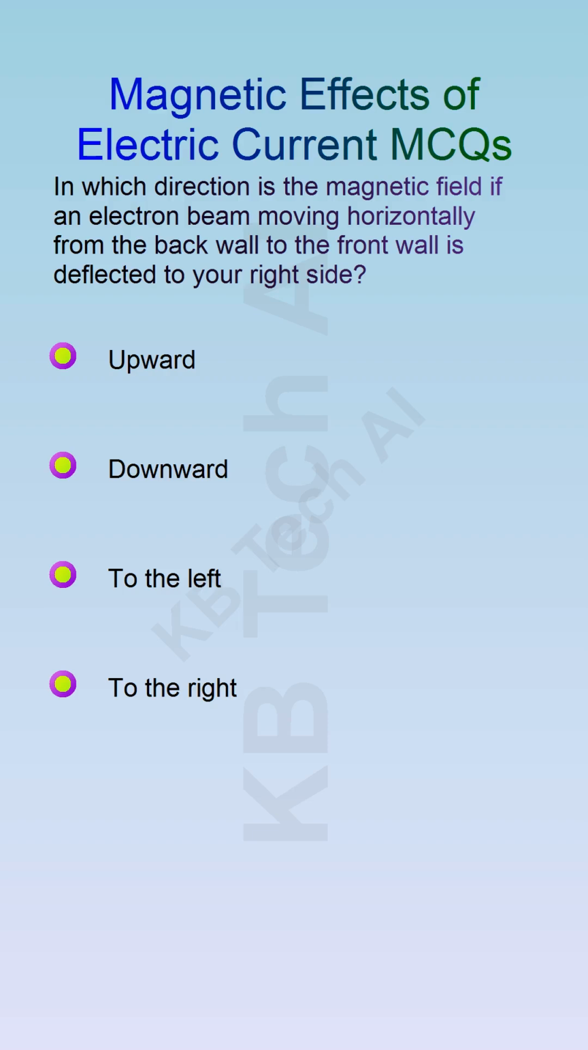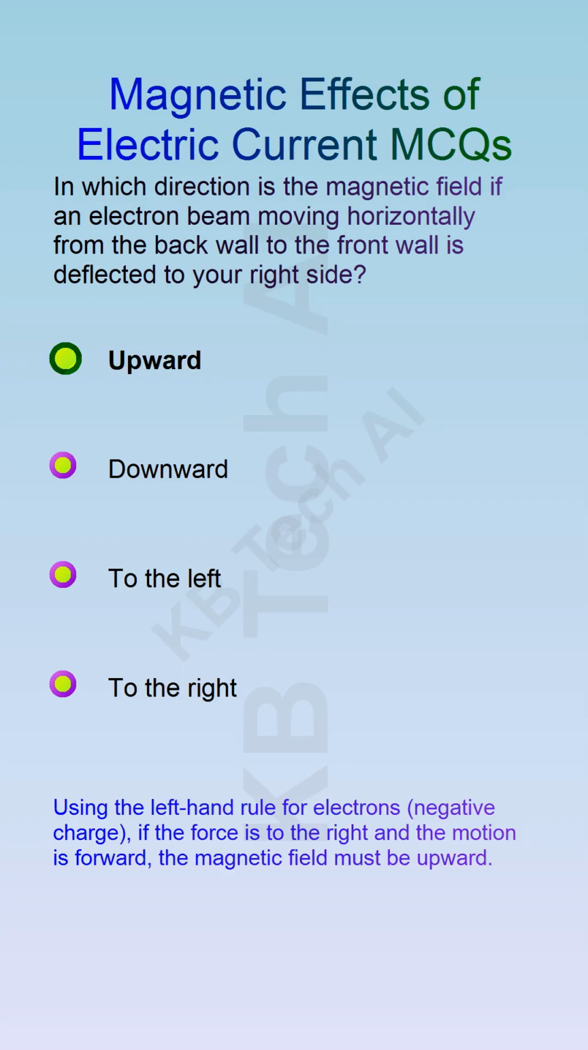In which direction is the magnetic field if an electron beam moving horizontally from the back wall to the front wall is deflected to your right side? Option 1, upward. Option 2, downward. Option 3, to the left. Option 4, to the right. The answer is, Option 1, upward.